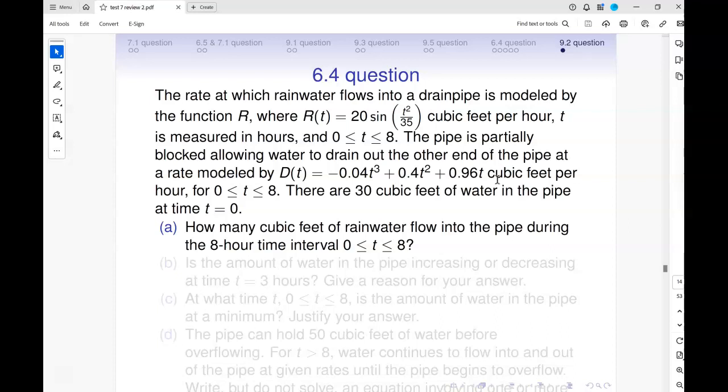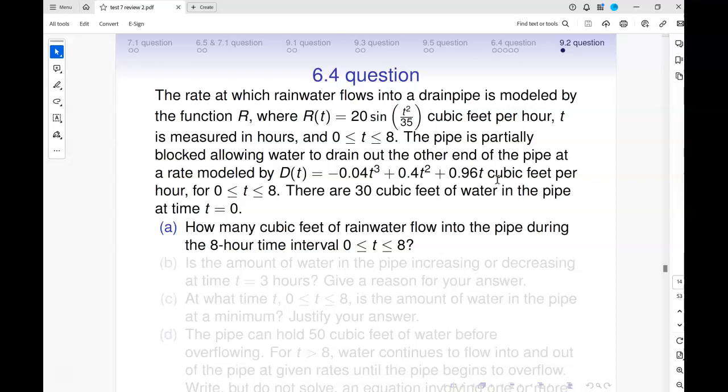Which function is describing the water coming in? R of t. R of t is a rate, right? The answer we're looking for is just the volume. So how do I find that? I use an integral to calculate the accumulation of that rate into a single quantity. So you're just integrating R of t from 0 to 8.